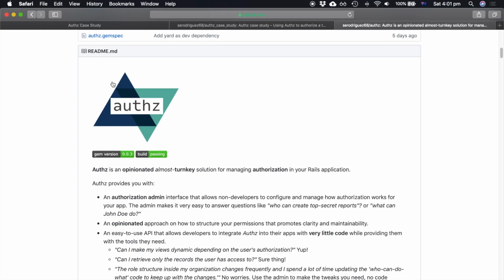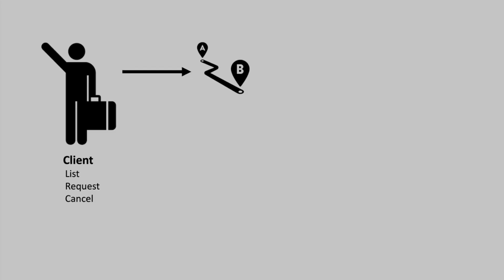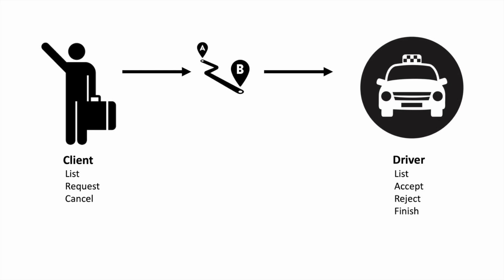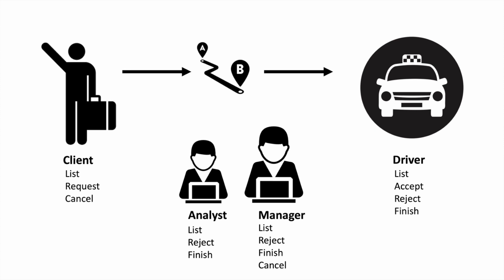Now, let's get started. The demo is a simplified version of a typical ride-sharing application like Uber. In the app, clients can list their service history, request a new service, and cancel a requested service. Drivers can list their service history as well, accept and reject services assigned to them, and mark them as finished when they are done. Finally, staff members are there to check how the business is going.